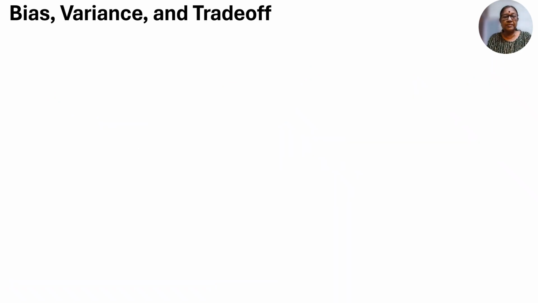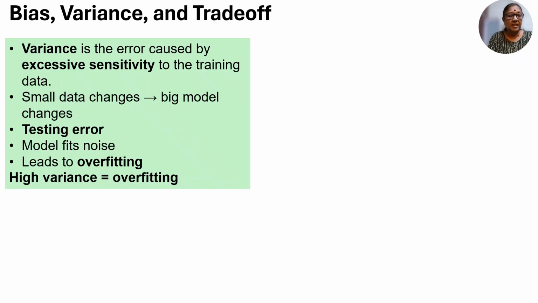Now, associated with this are two terms called bias and variance. Variance is the error caused by excessive sensitivity to the training data. That means it's exactly following the training data. So if there is a small change in the training data, what will happen? There will be a big model change, and there will be testing error, because the model will also fit the noise.